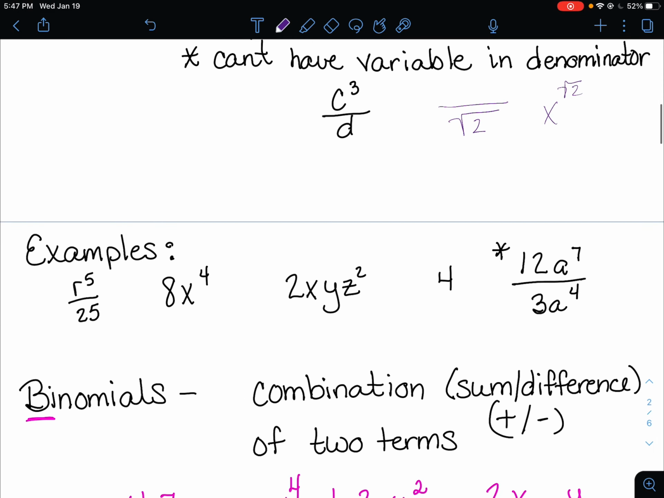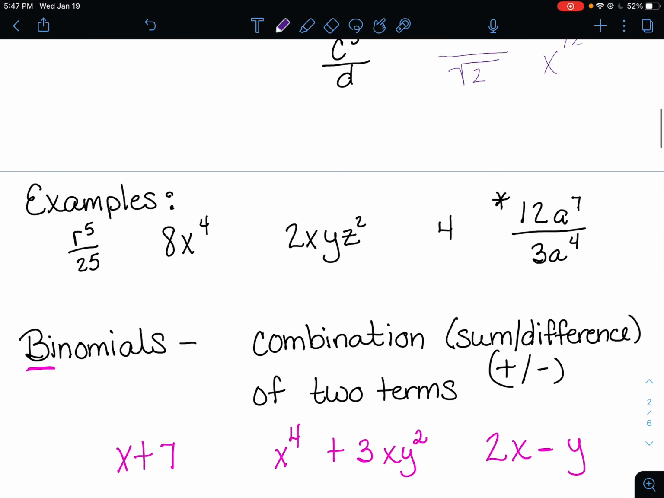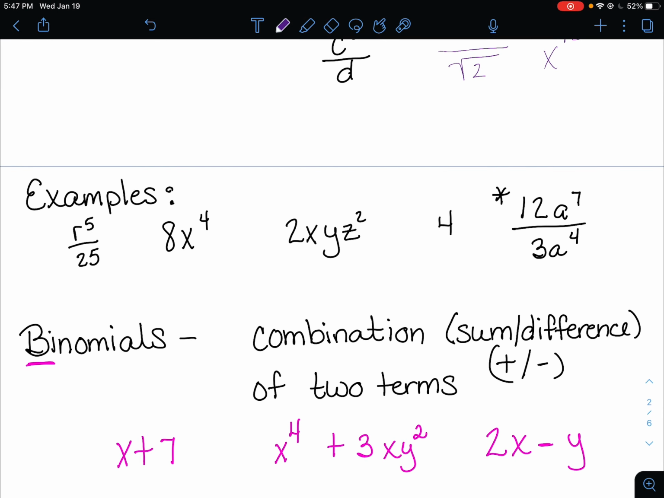Okay? So some examples that are monomials, we have r to the 5th divided by 25. Well, there's not a variable in the bottom, so that is considered one term. You don't see these very often, but they are there. Then we have a number, 8, a constant, a variable raised to a positive exponent, and they've all been multiplied together, so this is considered one whole term. So that's a monomial, or can be called, in general, a polynomial.